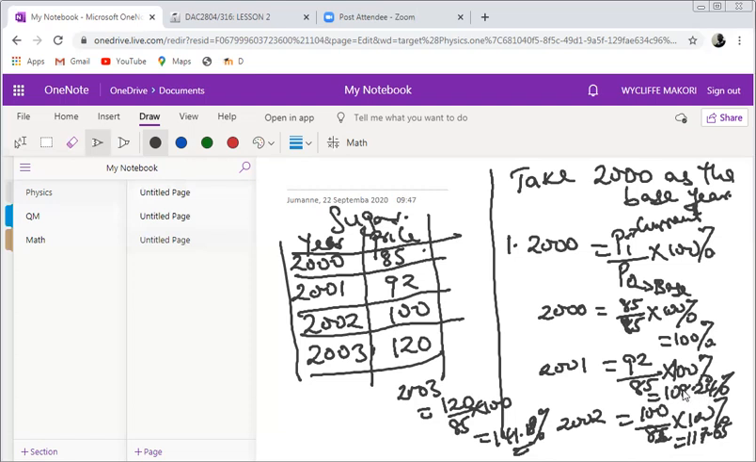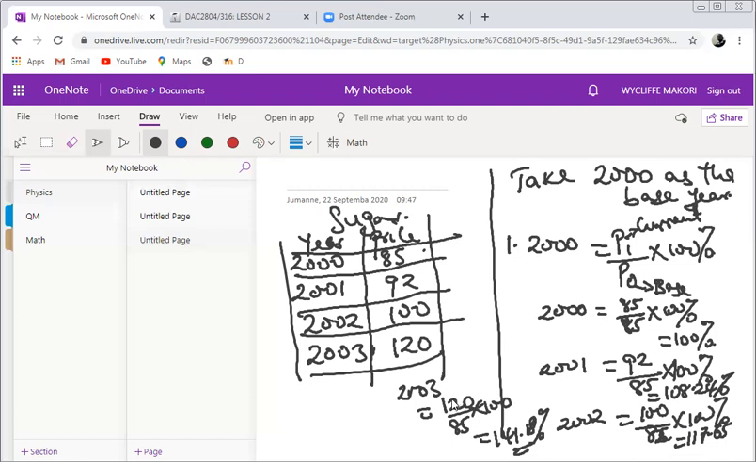You just take the index, then you minus 100 from it so that you can get that. So actually the increase is only 8.24%. With regard to 2002 compared to 2000, the price went up to 117.65. So the increase is only 17.65.